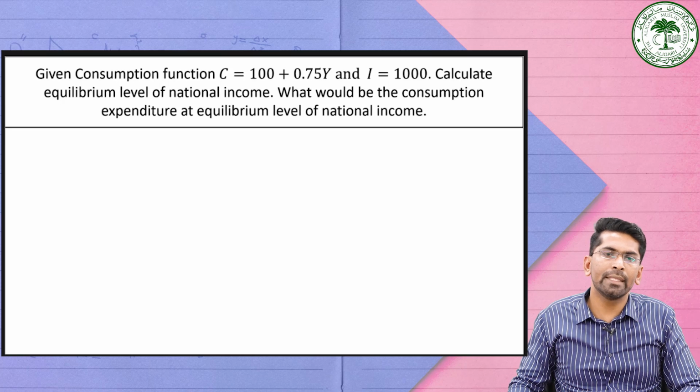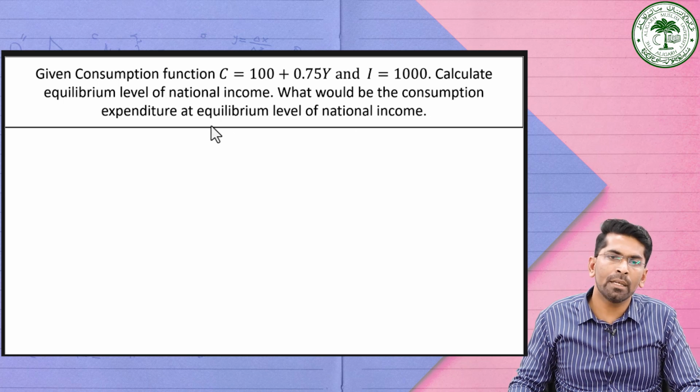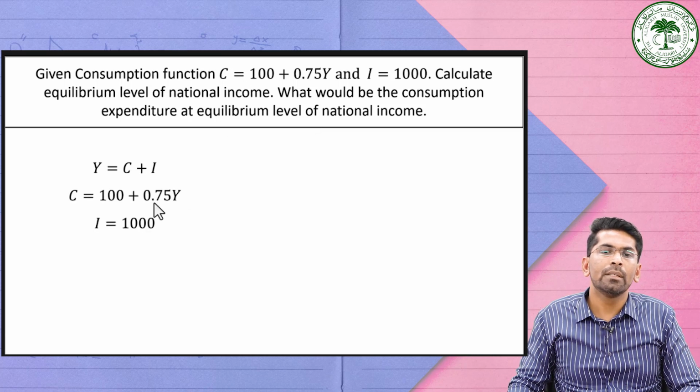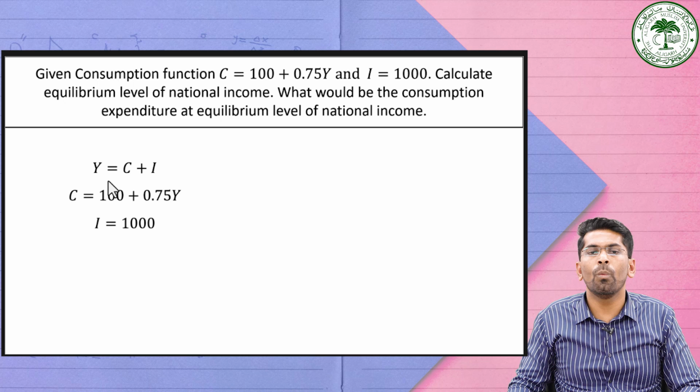Now we are going to consider one example. C is equal to 100 plus 0.75Y, and investment is also given, I is equal to 1000. Here we want to calculate the equilibrium level of national income and the consumption expenditure at the equilibrium level of national income. What information is given? The consumption function is given, that is 100 plus 0.75Y, and the investment is also given, and our two-sector model is Y is equal to C plus I.